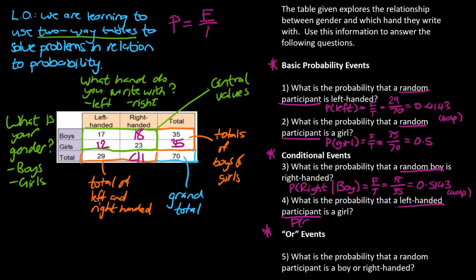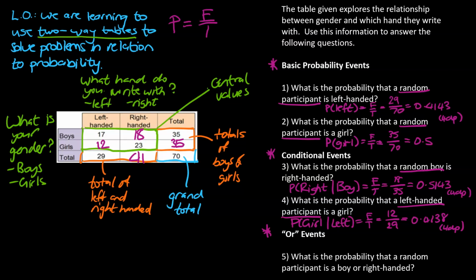So let's write our notation. So we're interested in, well, what's the probability that they're a girl given they are left-handed? Same deal, F over T. How many left-handed people there are? So there's 29 left-handed people. Of those 29, how many are girls? Those 12. So 12 divided by 29, that there is 0.4138, and that there was rounded to 4 decimal points. So hopefully we can kind of distinguish between regular or basic probability events and conditional events.